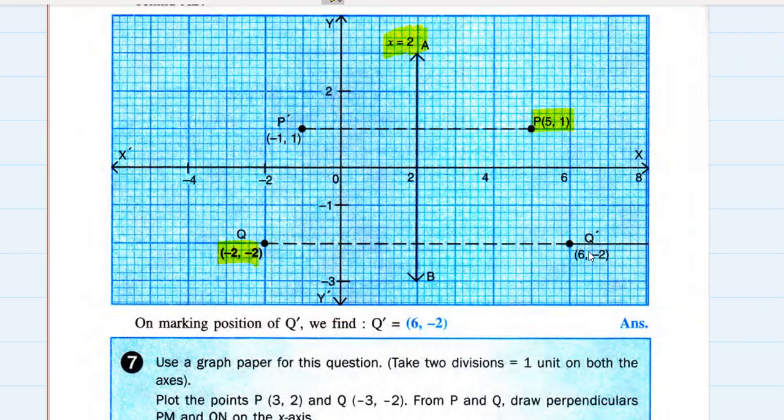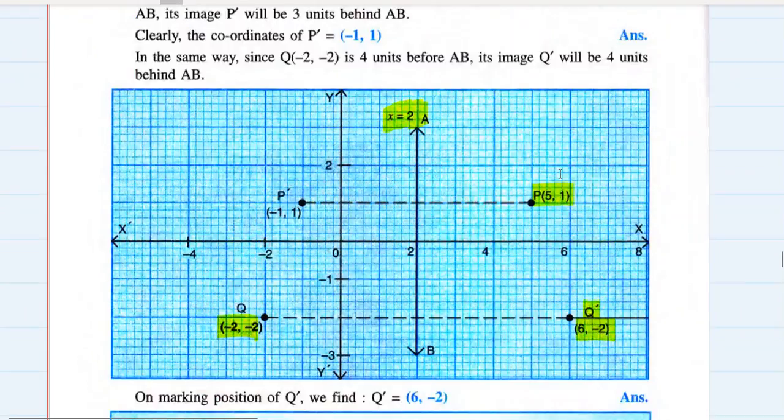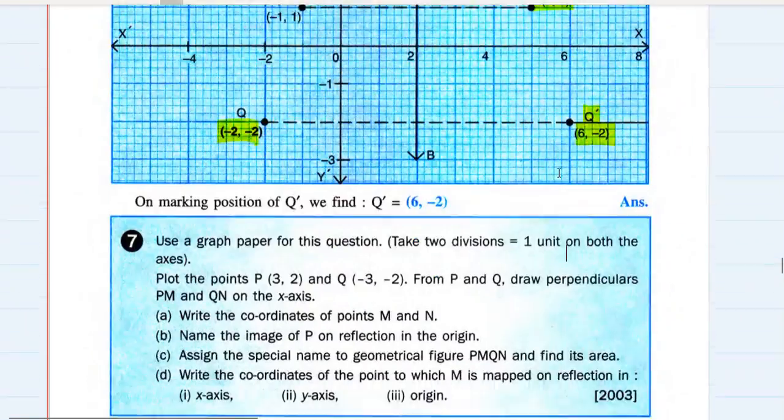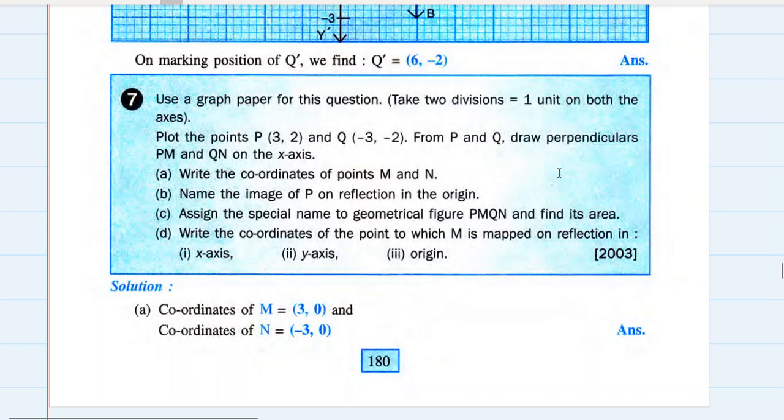And point Q dash is over here, the reflection of Q in x is equal to 2, which is (6, -2). Can you see that? Yes. Great. Okay. All right. So we are on the next question.